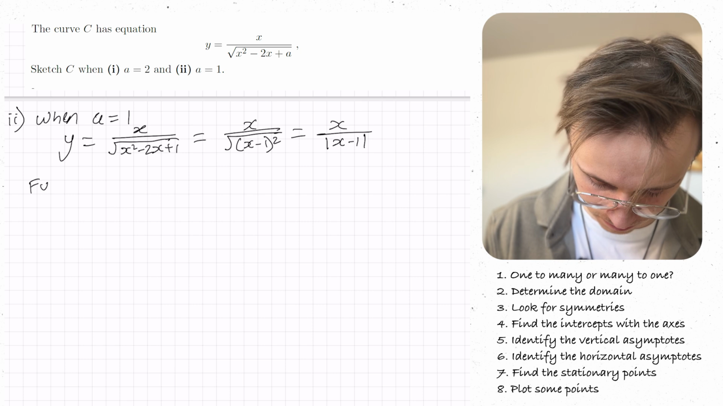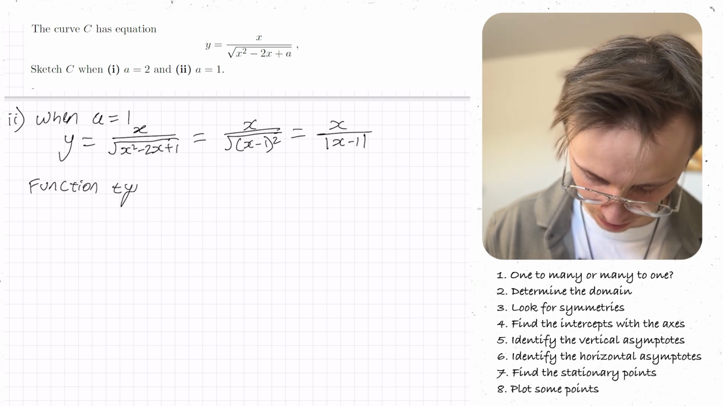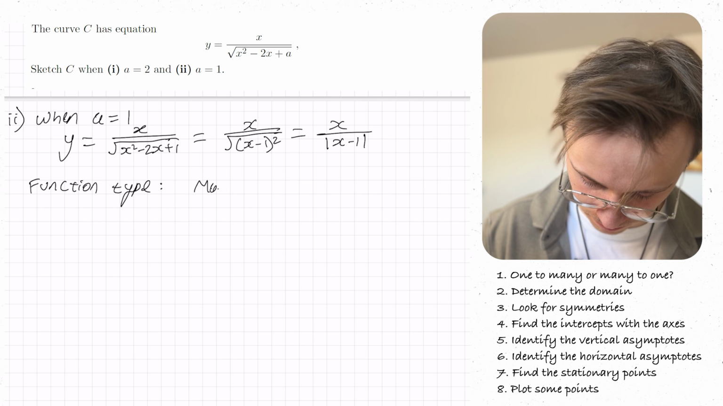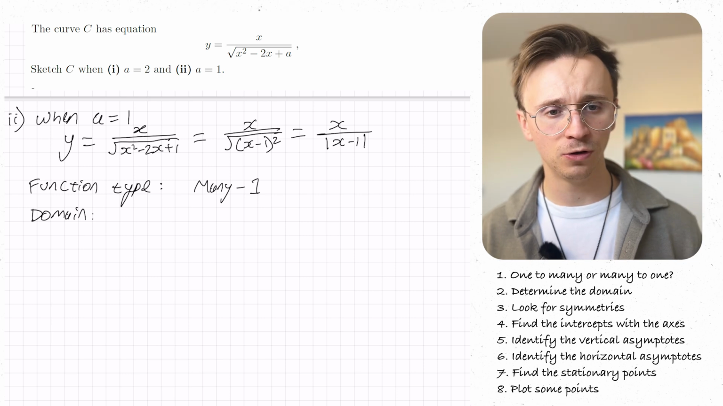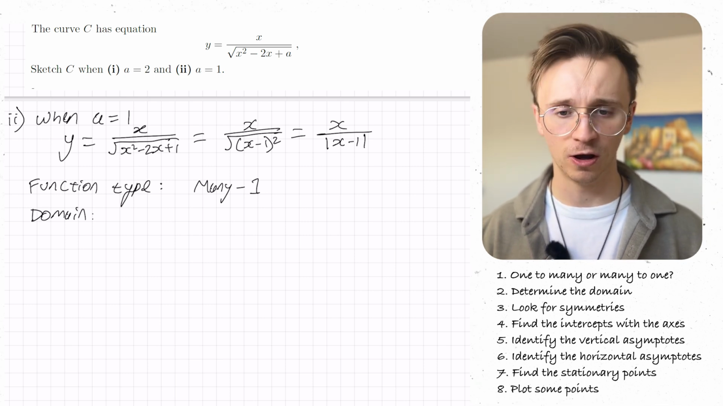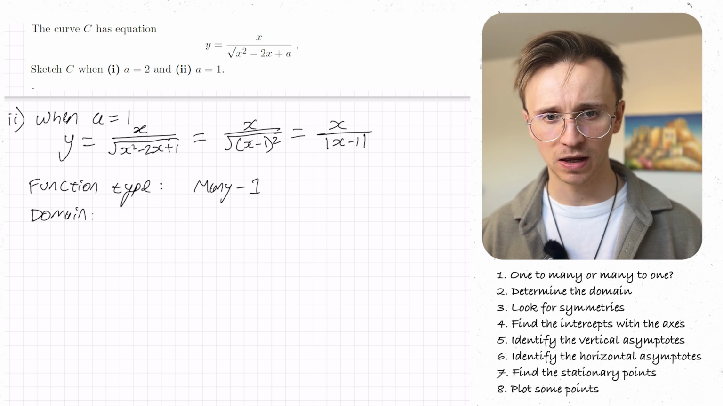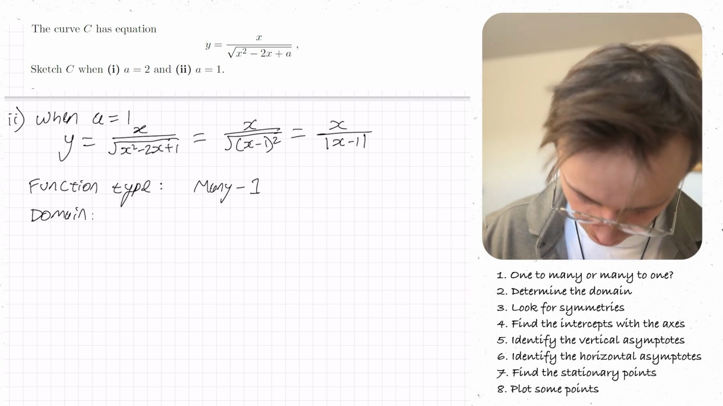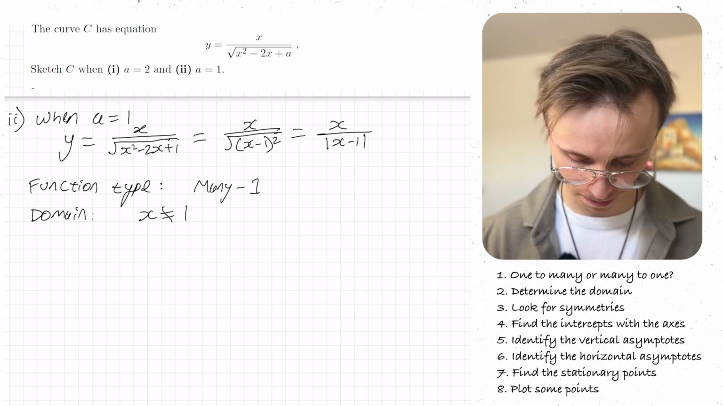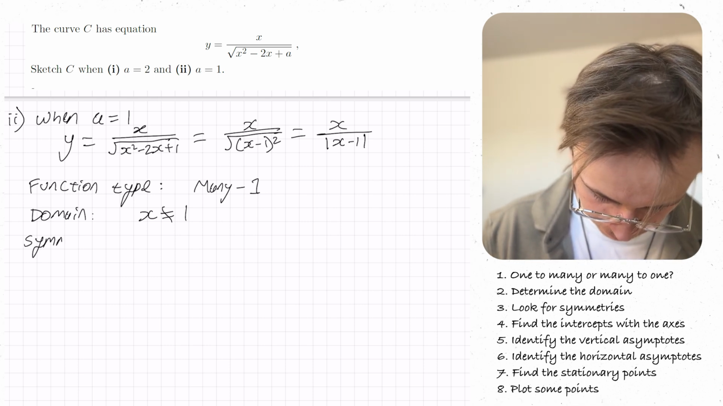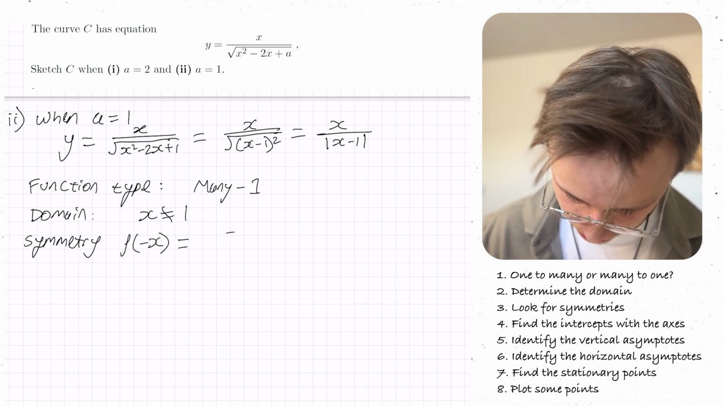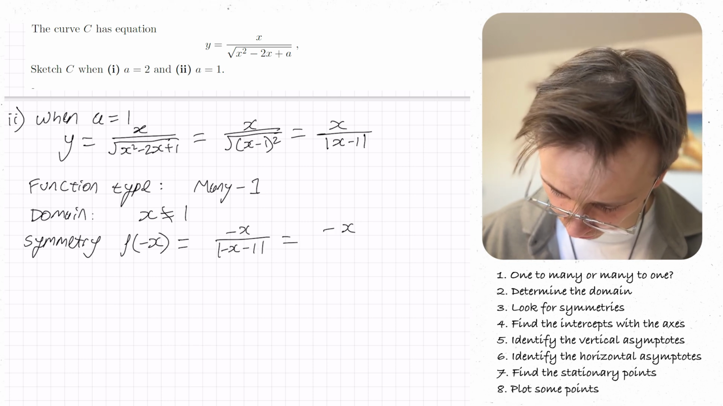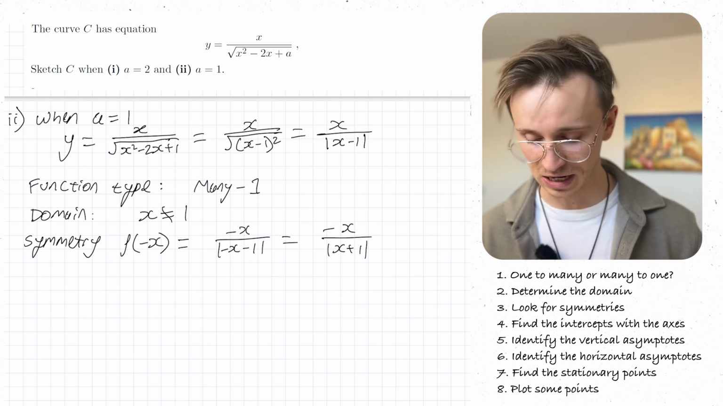Function type. Many to 1. Domain. Need to be a bit more careful here. Still nothing in the question stopping me from doing all of x. However, x equals 1 is going to give me an infinity. So domain is just everything other than x equal to 1. Okay, symmetry. F of minus x equals minus x over modulus of minus x minus 1. That's just minus x over modulus of x plus 1. It isn't symmetric, no symmetry.